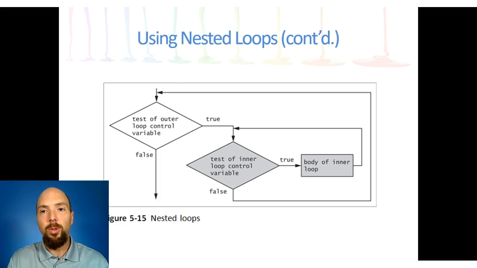Alright, so in a flowchart it would look like this. So we have a loop, we're testing the outer control. So we're going to test something that was true, so then we go into the inner loop and test something and then perform this loop. Then when this loop is done, then we go back out and then we run the first loop again. So the outer loop runs first. The outer loop then calls the inner loop. The inner loop does whatever it needs to do. When it's done, then it goes back to the outer loop.